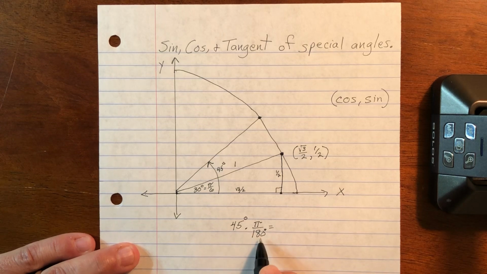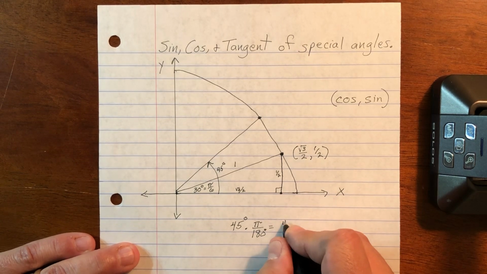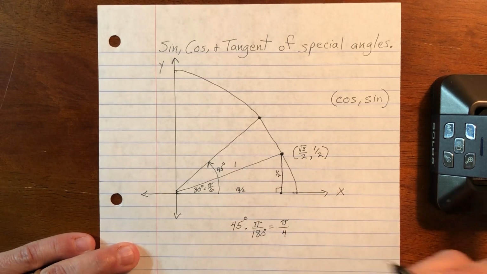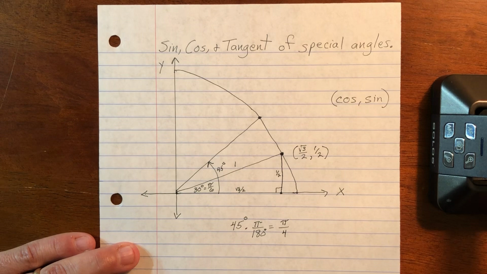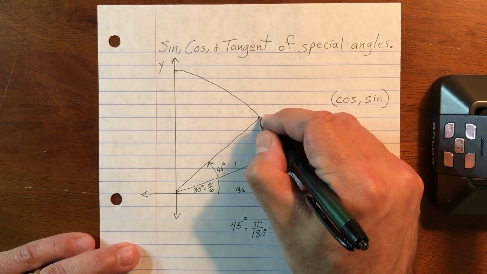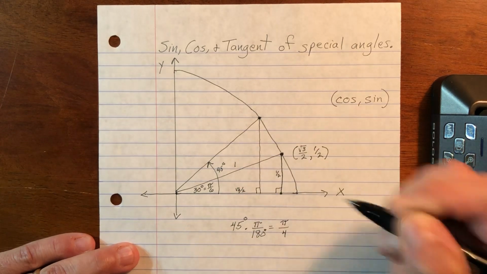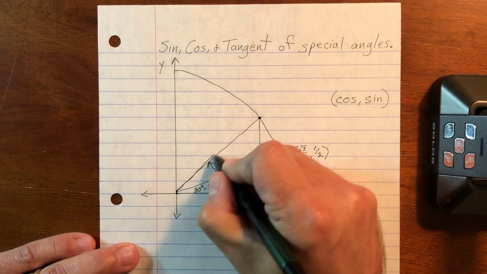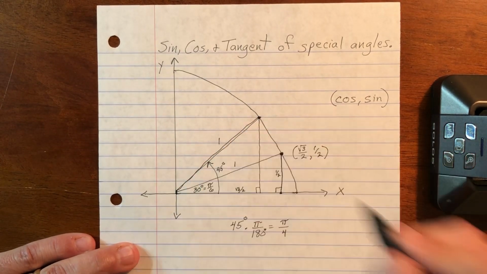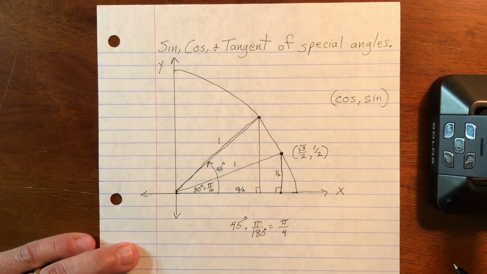And 45 divided by 180 is 1/4, so that would be pi over 4. So 45 degrees is the same as pi over 4 radians. Well, let's do the same thing. I know this is getting a little bit busy here, but you get the idea. The distance from here to here is still 1. It's still a unit circle.